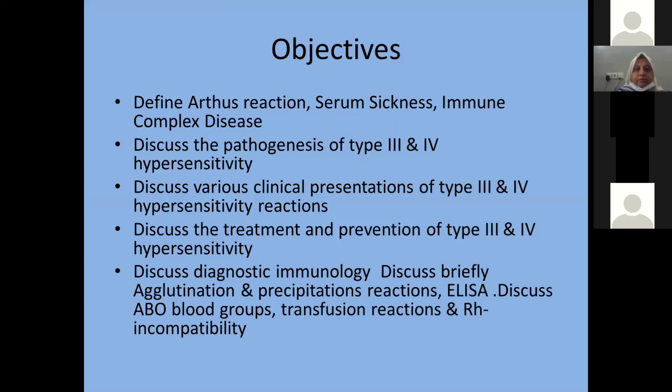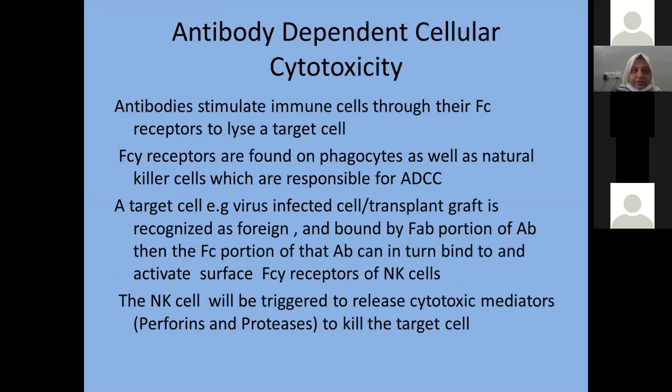You should be able to define what is Arthus reaction, serum sickness, and immune complex disease, and you should be able to discuss the pathogenesis of type 3 and 4 hypersensitivity reactions. You should also know how to discuss various clinical presentations of these two types of reactions, and discuss the treatment, prevention, and diagnostic immunology related to these two types of hypersensitivity reactions.